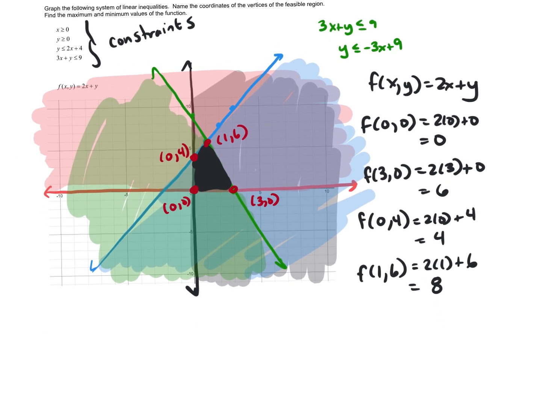So you get the corners, you plug them in this other function, and so the max value is 8, and that occurs at 1, 6. And the minimum value this function can take over this feasible region is 0, and that's going to occur at, where does that happen? 0, 0. So we graph it, we get the corners of the overlap, we plug them into the function, see which one's biggest, see which one's smallest. Now obviously when we start doing these with word problems, having to write these inequalities adds another layer of challenge.